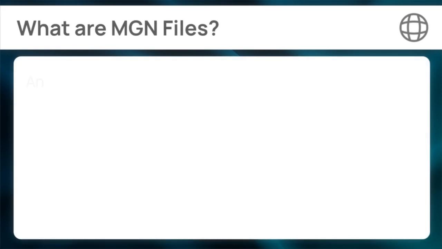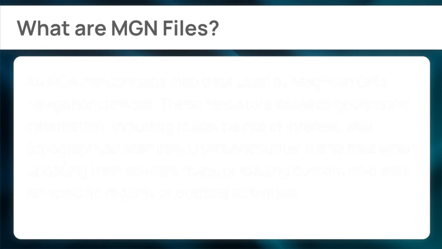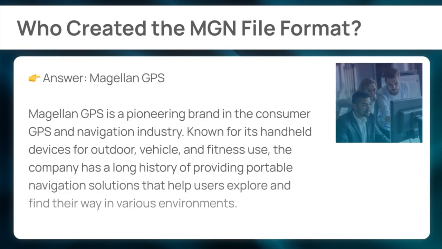An MGN file contains map data used by Magellan GPS navigation devices. These files store detailed geographic information, including roads, points of interest, and topographical features. Users encounter these files when updating their device's maps or loading custom map sets for specific regions or outdoor activities.